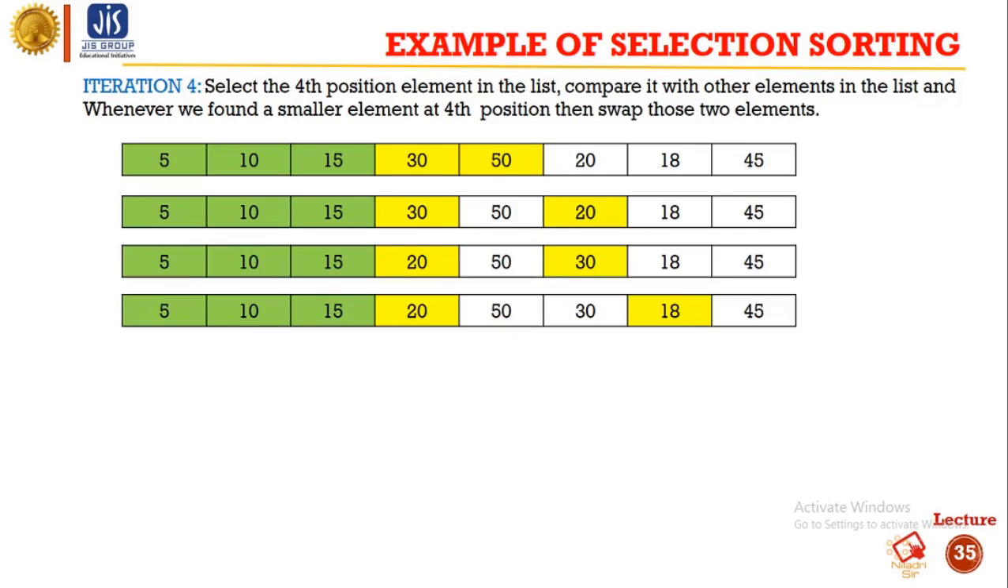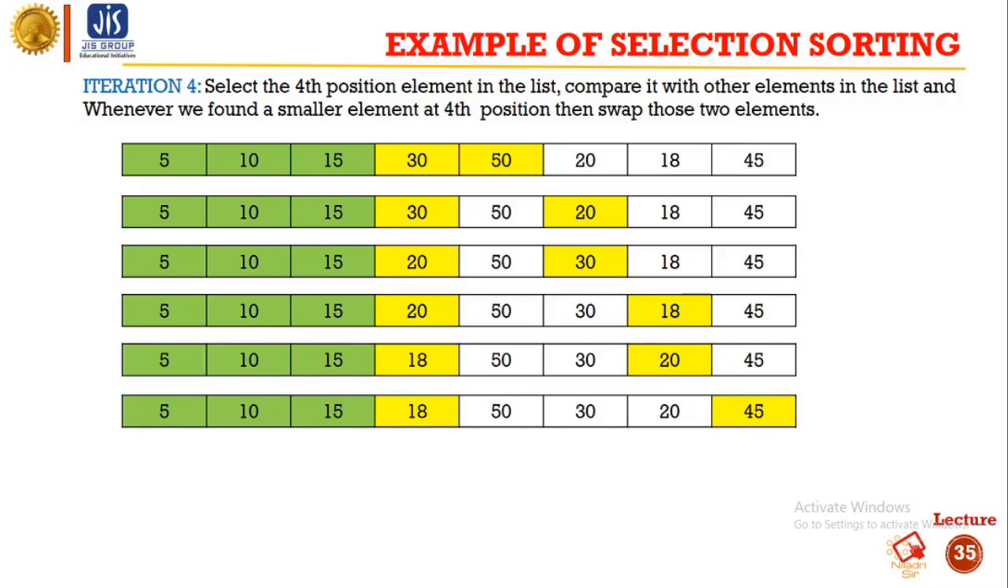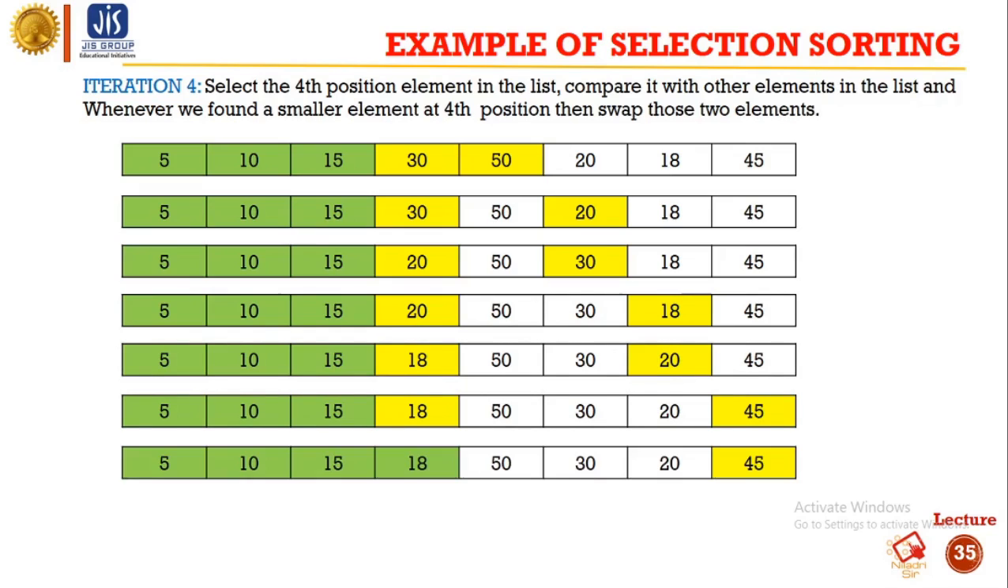Next, 20 will be compared with 18. Again, 18 is smaller than 20, so they will be swapped, and 18 came to the fourth position. Next, 18 will be checked with 45. As 45 is greater than 18, there will be no swapping. So we can say that 18 came to its final position. So after iteration 4, we find our fourth smallest element, that is 18.